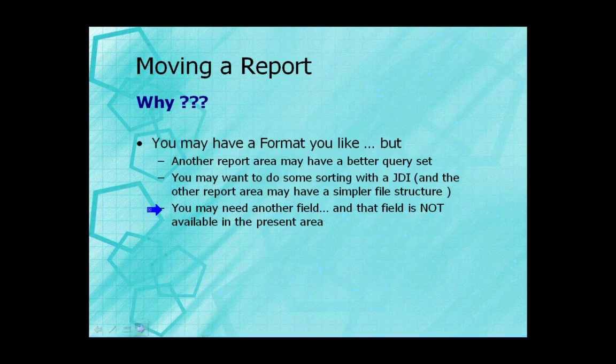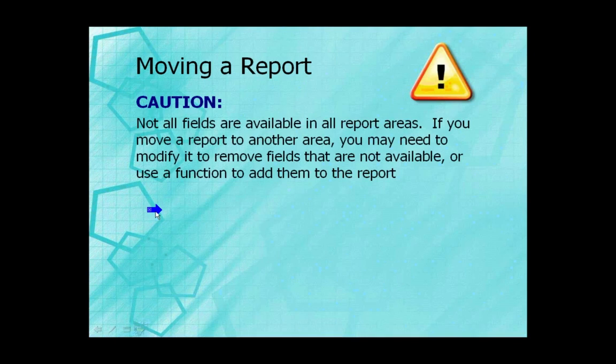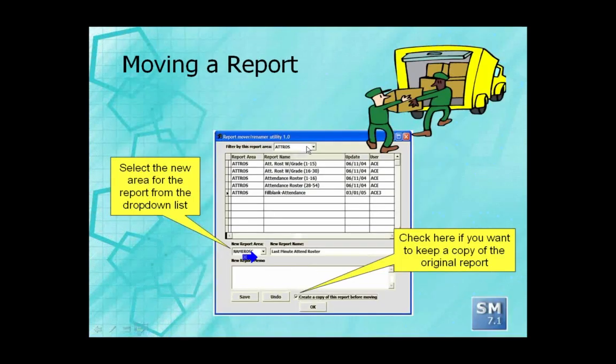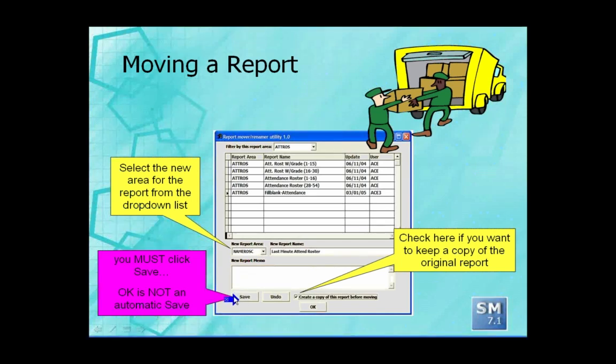Good. All right, let's go now. Again, this is kind of the caveat: if you move a report from one area to the other, you may have to modify it. Typically there is normally some assembly required. To move a report, you select the area where you are, you type in the new report area, and then you have the option to either create a copy or not create a copy. And as we mentioned, you must click Save in order to save the change you made, because it will not automatically handle that.